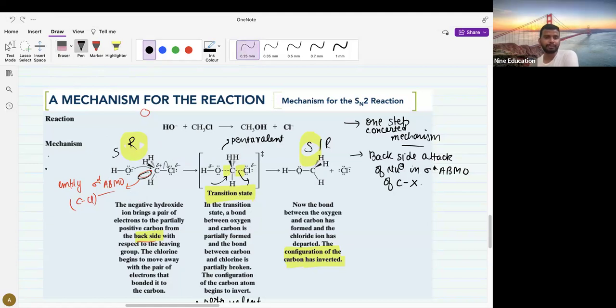Write this main mechanism in your copy. You should always know these 3 points in the mechanism: that it is a one-step concerted mechanism, the attack will occur at the back side, and it will make us what? A transition state, which is pentavalent. So write this main reaction. Write these 3 steps under the mechanism of the reaction, and we will proceed further.